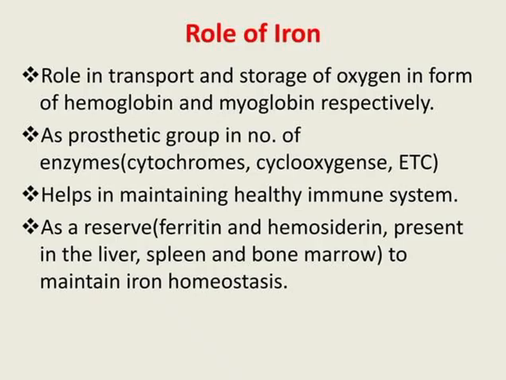Here we can see that iron is stored as ferritin and hemosiderin. Ferritin and hemosiderin are mainly present in the liver, spleen, and bone marrow, and are very important in maintaining iron homeostasis.